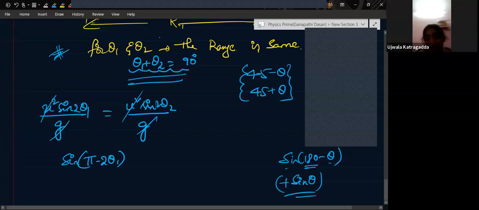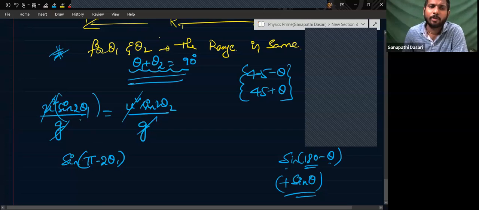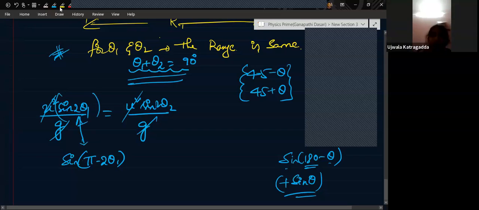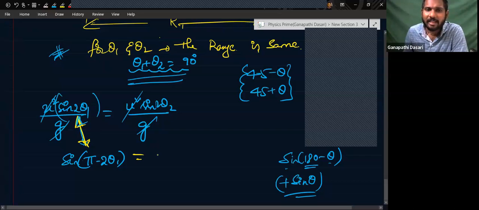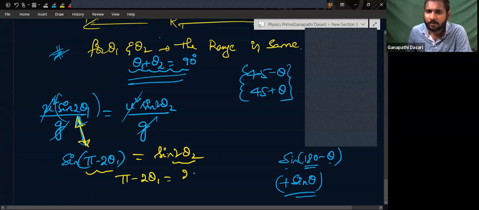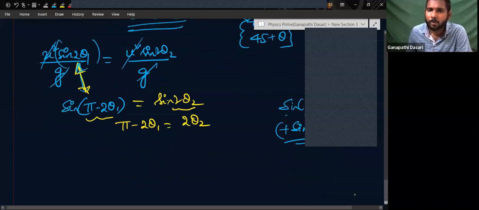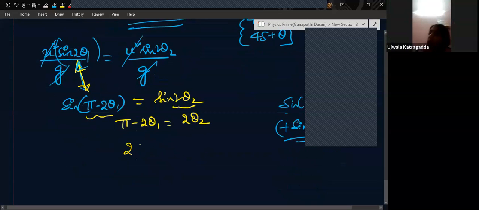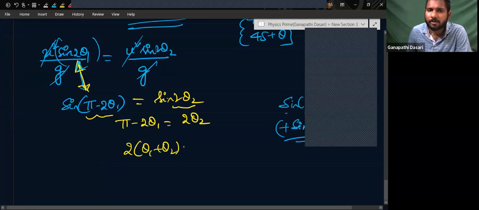So sine pi minus 2 theta 1 is sine 2 theta 1, or not? Both are the same or not? Yes, sir. Then that is equal to what? Sine 2 theta 2. So can we equate these both angles? If we equate, pi minus 2 theta 1 is equal to 2 theta 2. So 2 into theta 1 plus theta 2 is equal to pi.